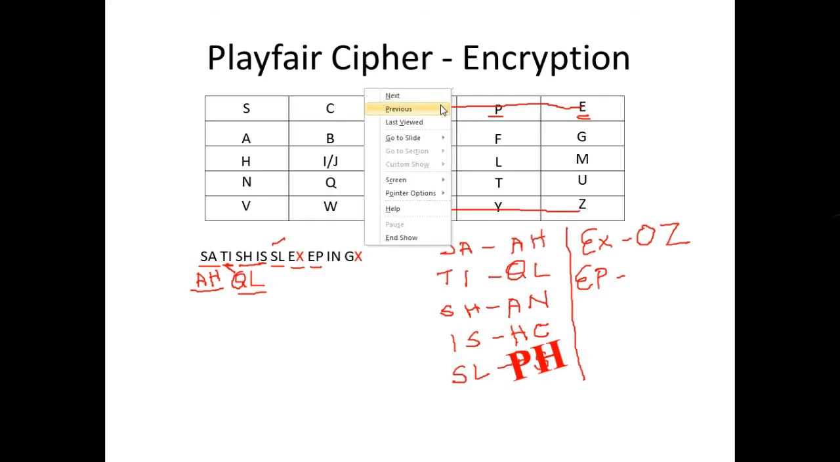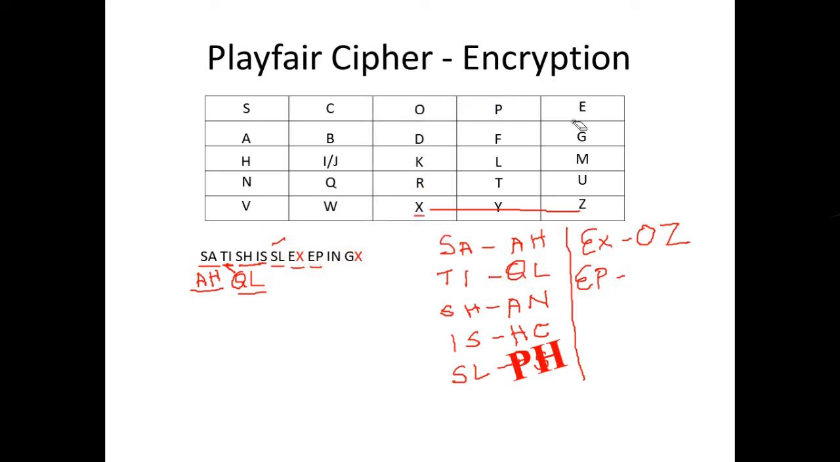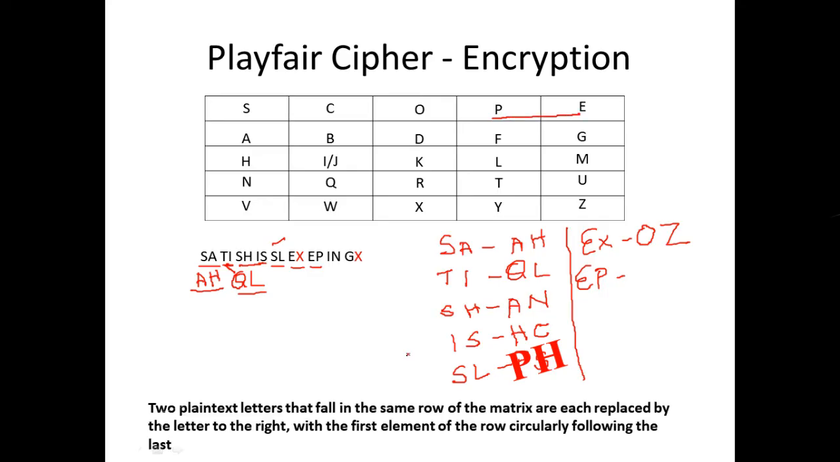So this is now a different case. So E is here, P is here. Now two values are occurring in the same row. They are not in the same column, they are in the same row, E and P. So this is the rule. If two plain text letters fall in the same row of the matrix, each is replaced by the letter to the right, with the first element of the row circularly following the last.